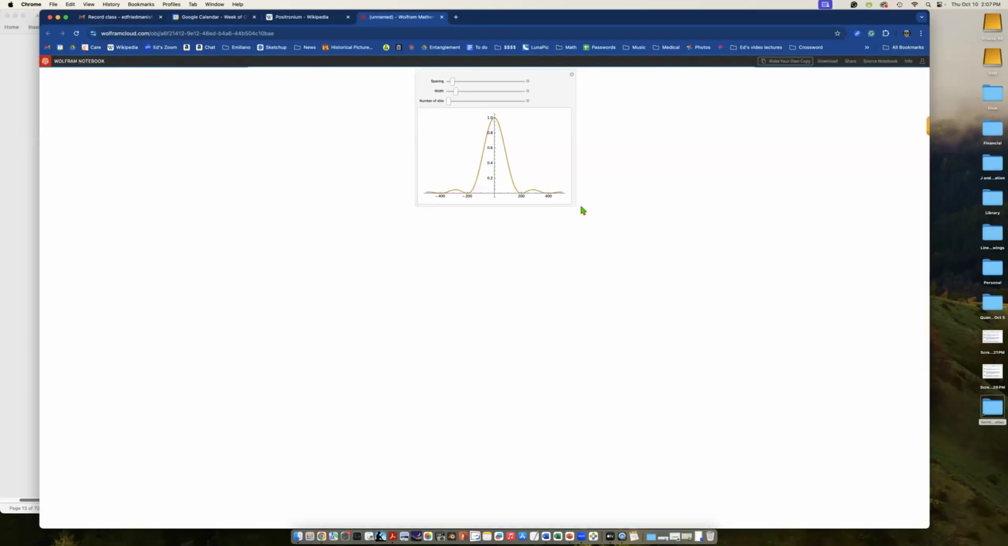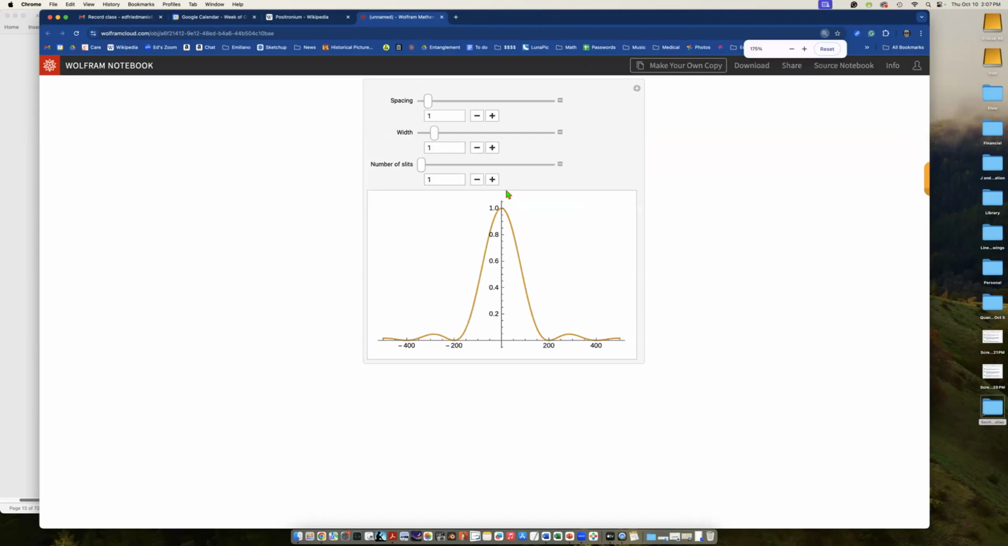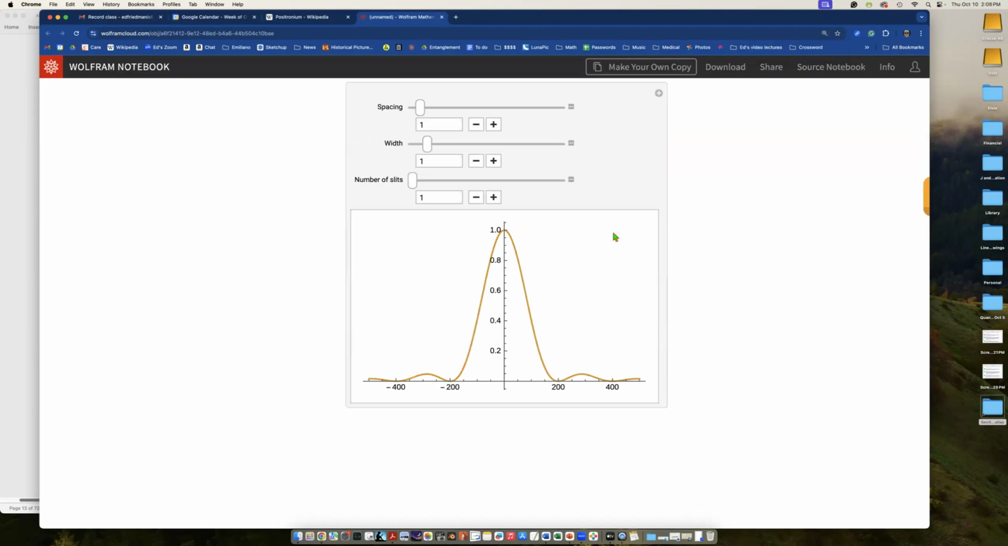And you should see this. Now you get to decide the spacing of the slits, the width of the slit, and the number of slits. And if you want to see that, you just click on these little squares. Let me just ask, is that big enough to be seen, or do I need to make it bigger? I would make it a little bigger if you can. How about that? That's perfect.